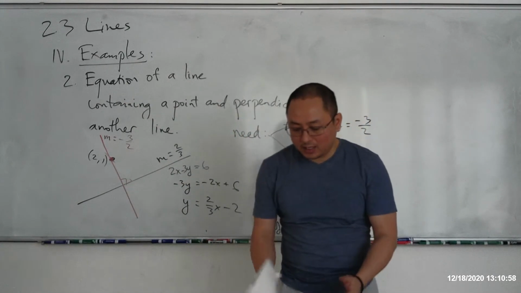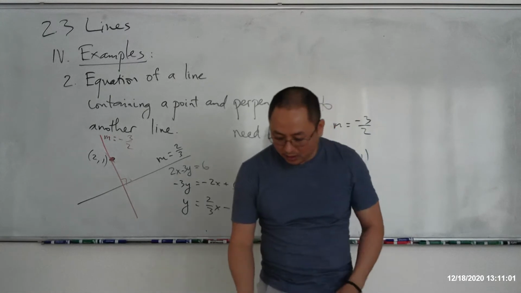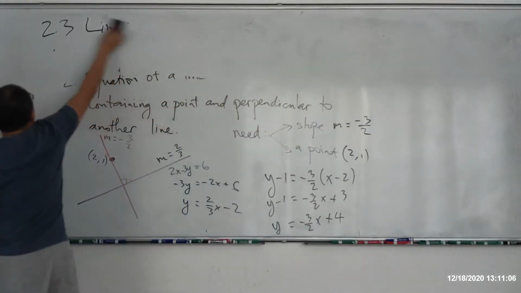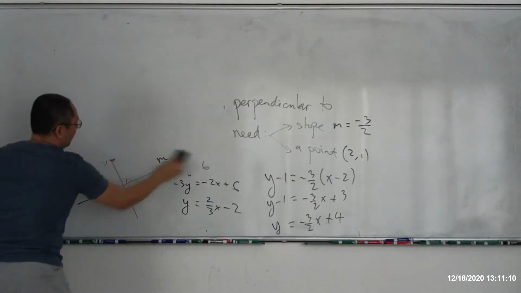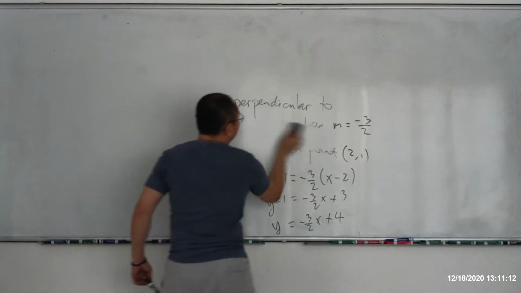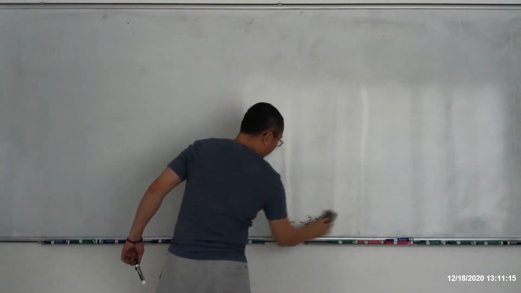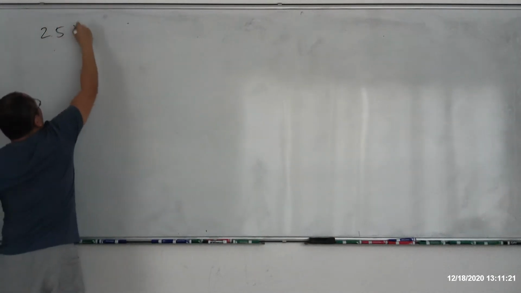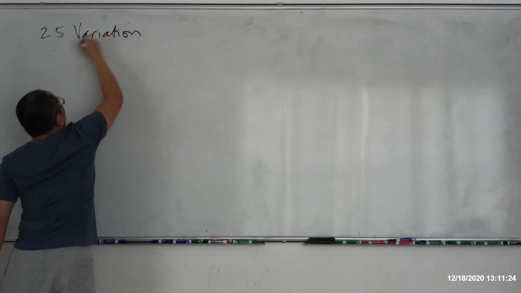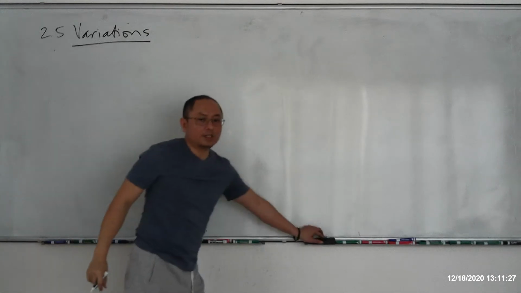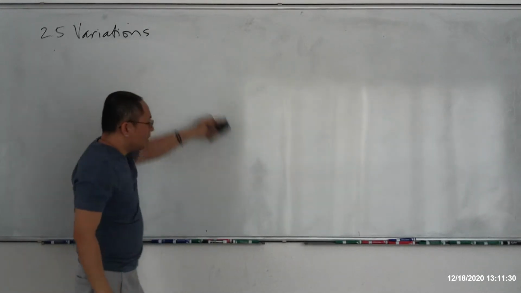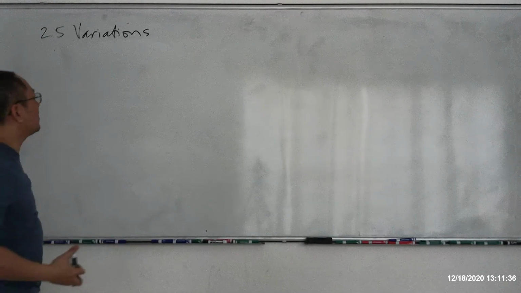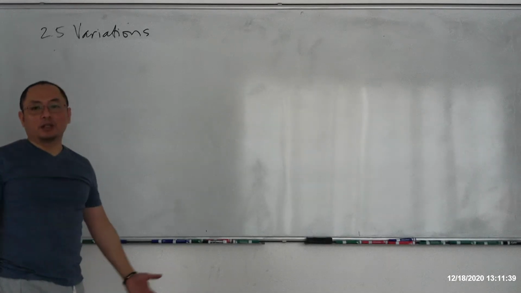Let me move on to the last section of chapter 2, and this is about variation, completely different from what we learned so far. We skipped 2.4, okay? We jump right to 2.5, variation. In this section, we are studying the relationship between two variables, or maybe 3 or 4 variables. See what happens to the other variable if you change one?